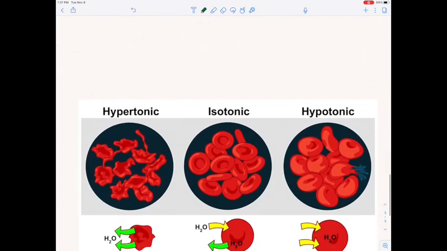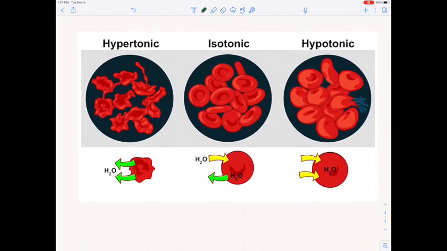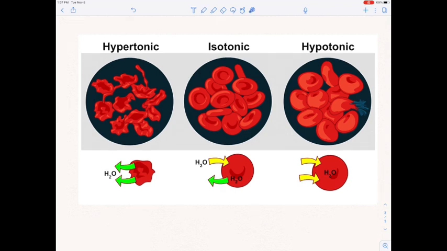As an extra example and application for humans, we see that we can have blood cells, red blood cells, in hypertonic, isotonic, and hypotonic solution. Ideally, our blood cells are in an isotonic solution, meaning that an equal amount of water comes in as goes out of the red blood cell. This gives them their characteristic shape that allows them to carry oxygen to our cells.